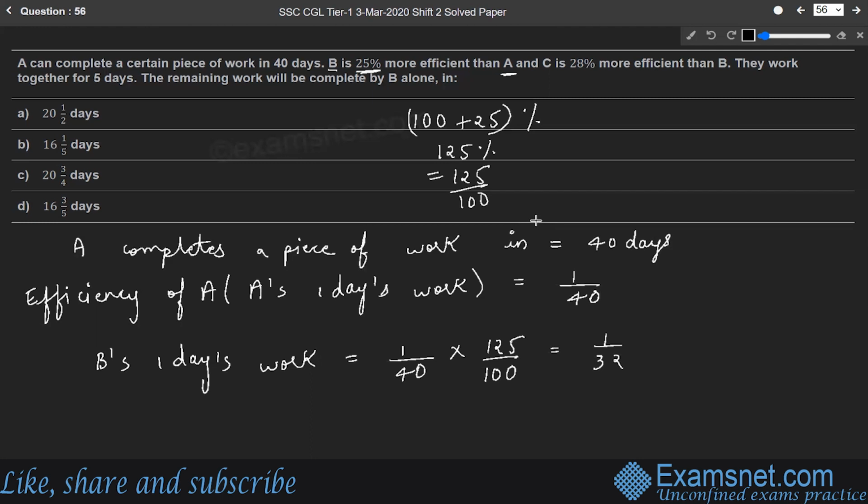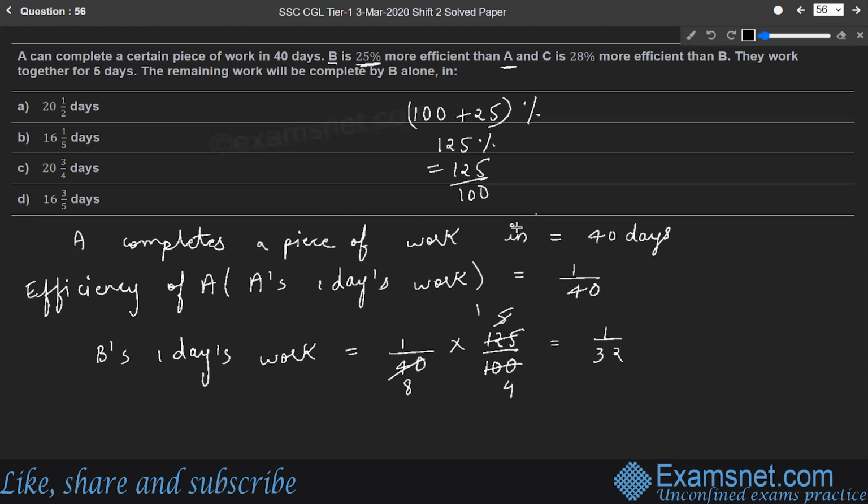All right, I hope the question is clear to you. This will be 5 and this will be 4. Again, 5 into 1 is 5 and 5 into 8 is 40. So 1 upon 8 into 4 gives 1 upon 32.